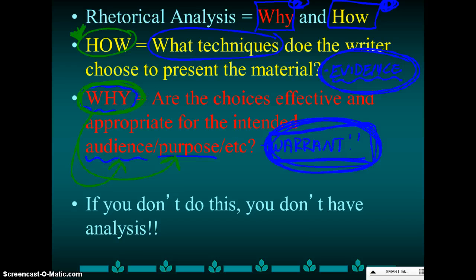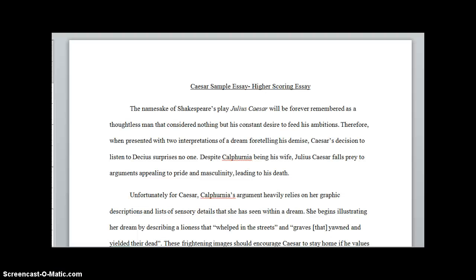So what I need you to do is take out the following. Number one, take out the Caesar sample essay and take out 2 different colored highlighters. Please pause the video and take out the essay and 2 different colored highlighters. All right, so now you have the essay out and the 2 different colored highlighters.